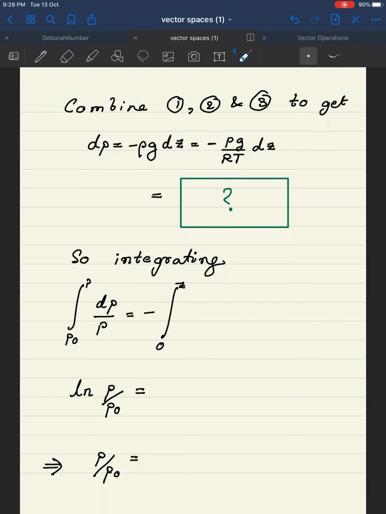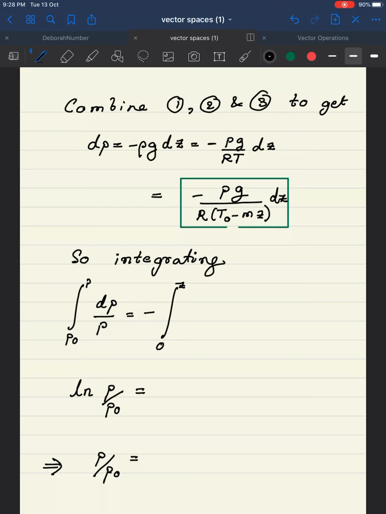So now you have dp equal to minus rho dz, and once you use equation 2, you end up with this particular form, and once you include the temperature equation, this will become minus P g over R times (T naught minus mz) into dz. And what do you do with the differential equation? Well, there's not much you can do. You have to integrate.